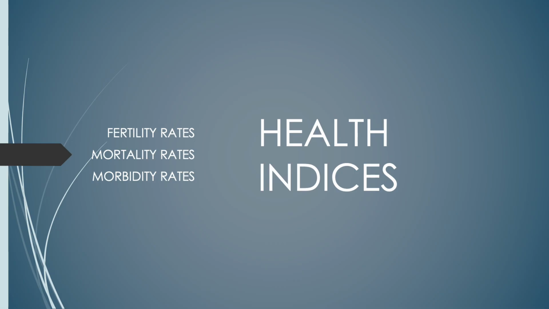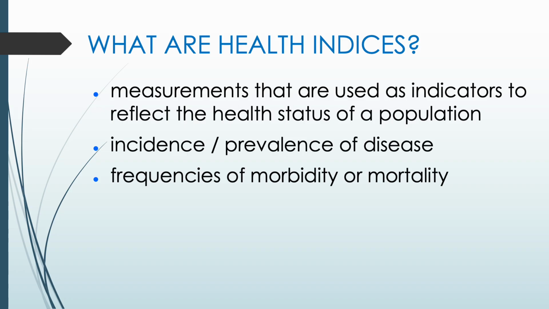We now go to health indices, under which we have the fertility rates, mortality rates, and morbidity rates. What are health indices? Health indices are measurements that are used as indicators to reflect the health status of a population. They cover incidence and prevalence of a disease, as well as frequencies of morbidity and mortality.